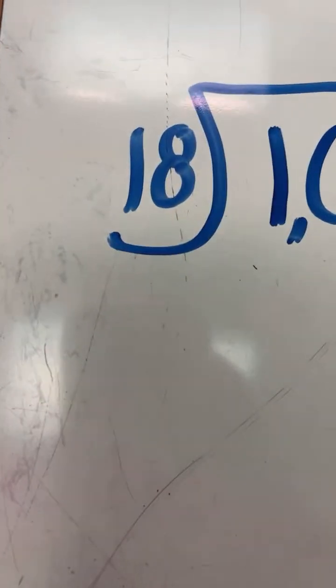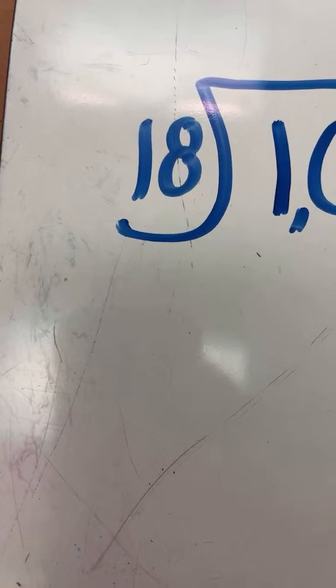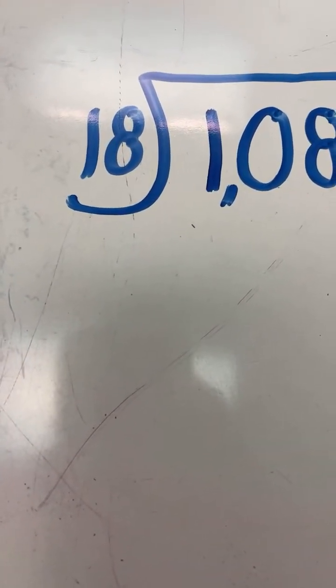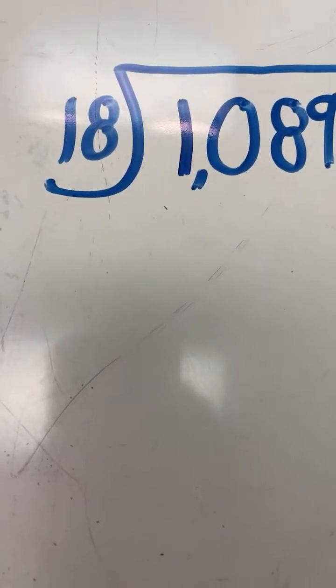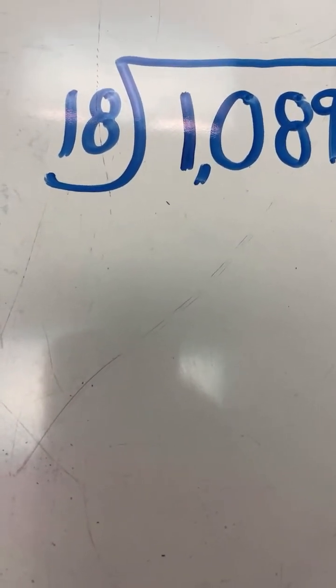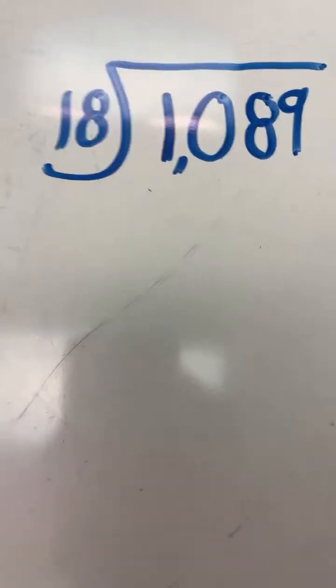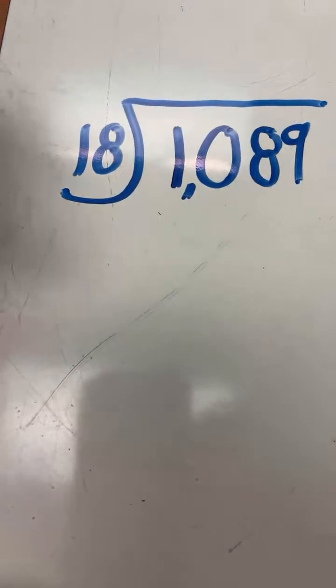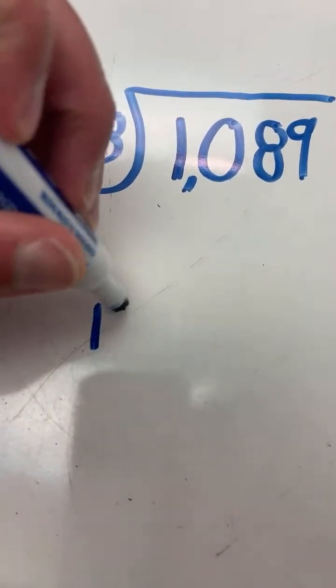So 1 divided by 18 does not work. The outside number is bigger. 10 divided by 18 does not work because 18 is bigger than 10. 108 divided by 18 is what we need to start with. We want to divide by the smallest number possible. So I've got to figure out how many groups of 18 go into 108. So I'm going to count by 18s here.